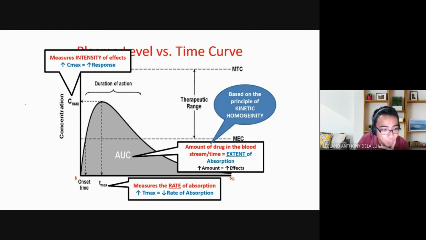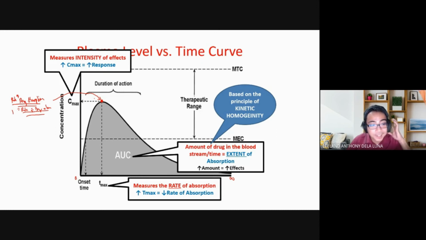Another thing class that you have to remember about Cmax. Cmax is the point at which drug absorption rate of drug absorption is equal to rate of drug elimination. Okay? So at Cmax, at this specific point, ang sinasabi natin dyan, the rate of drug absorption is equal to drug elimination.